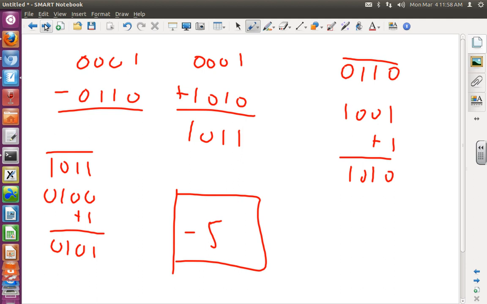Zeros become 1s and 1s become 0s. That's it. Then you still add 1 also. So that does the changing of the sign. As that changes a +6 to a -6, that changes a -5 to a +5.